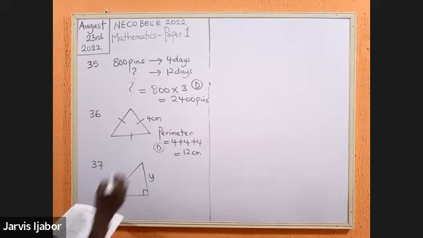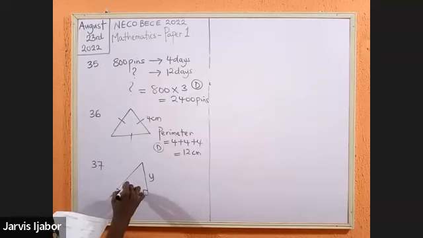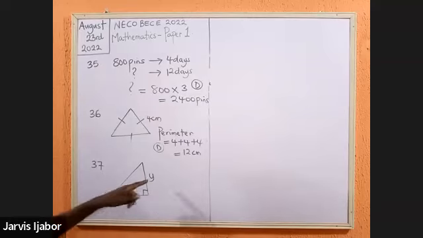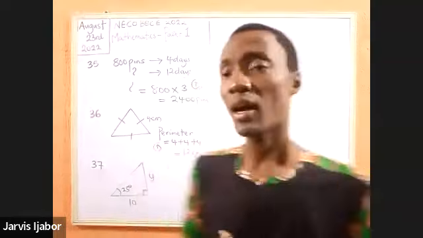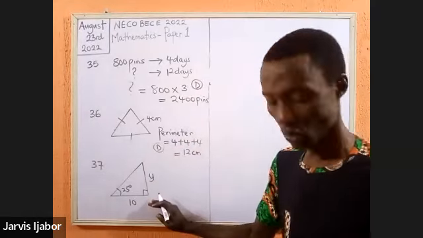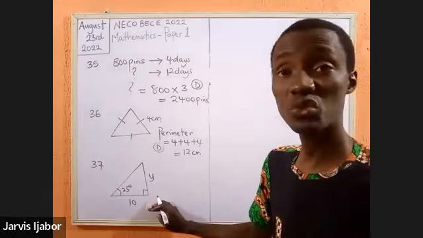This is y. This is 10. This is angle 25 degrees. We are told to find the value of y. Remember, we treated, or you may have treated, what is called trigonometric ratios.